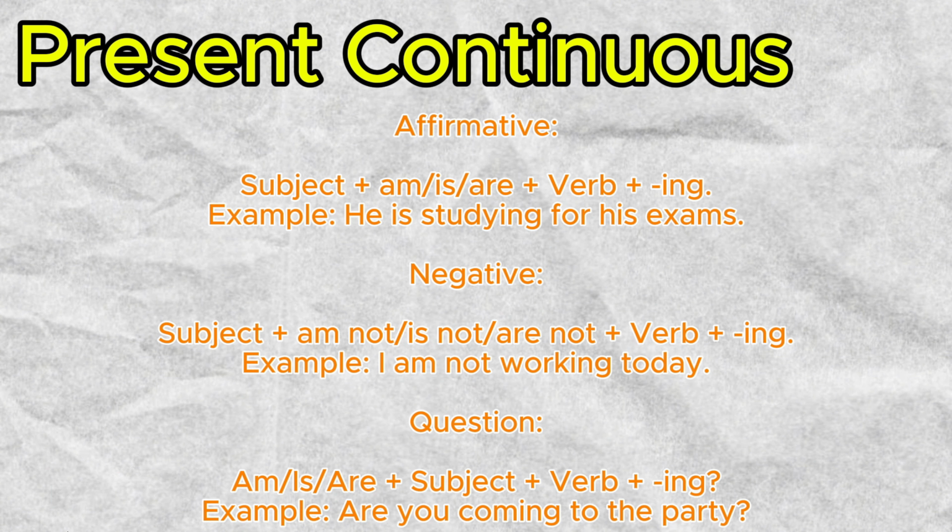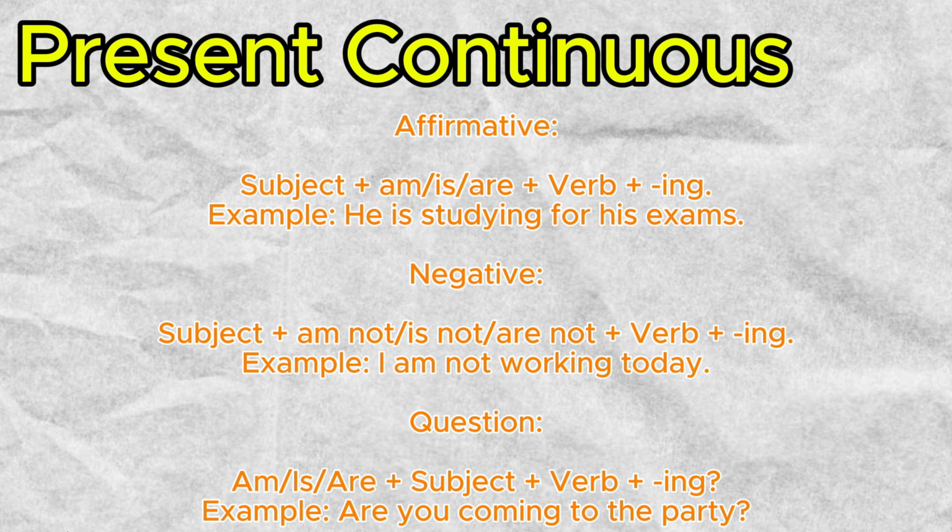How to form it. 1. Affirmative. Subject, am, is, are, verb. Example, he is studying for his exams. 2. Negative. Subject, am not, is not, are not, verb, I'm. Example, I am not working today. 3. Question. Am, is, are, subject, verb. Example, are you coming to the party?